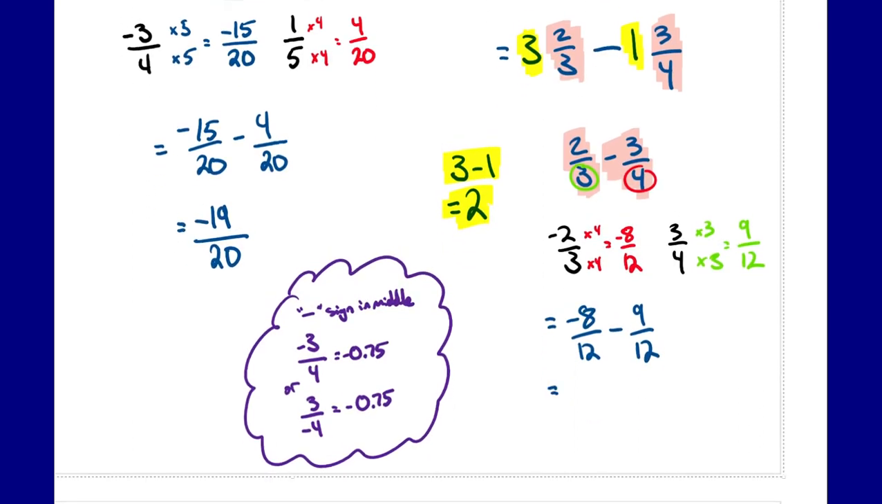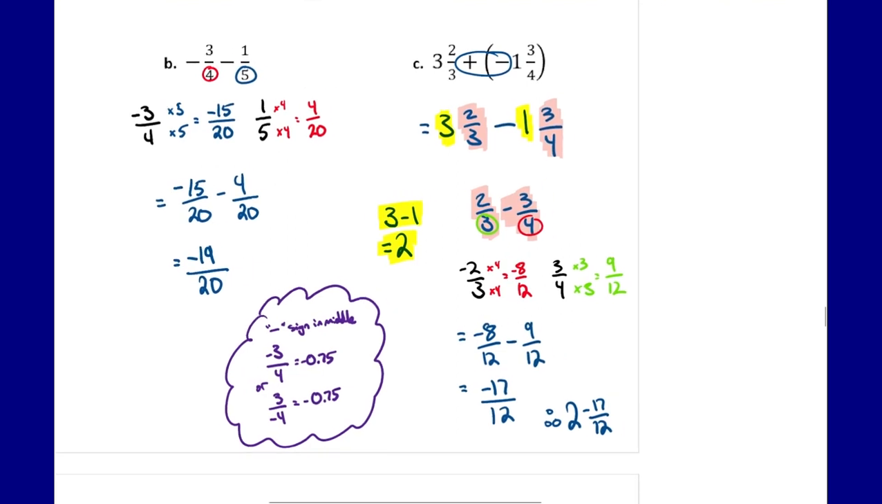I have negative 8 minus 9 is negative 17 over 12. And now what I can do is combine both parts, right? So therefore, at the end, I have 2 and negative 17 over 12. You could also convert everything to an improper fraction, right? So you could go through and do the same thing.